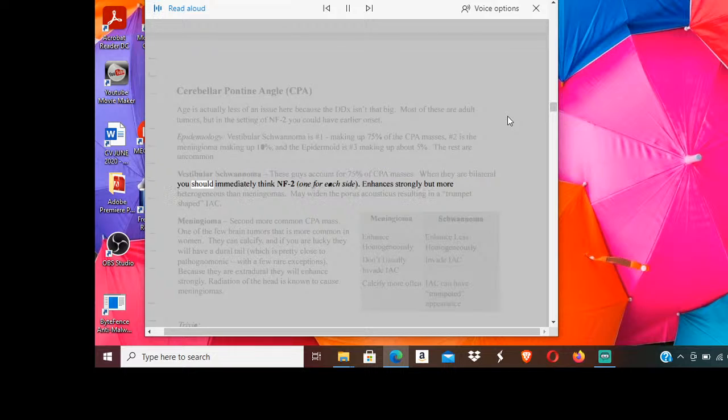When they are bilateral you should immediately think NF2, one for each side. Enhances strongly but more heterogeneously than meningiomas. May widen the porus acusticus, resulting in a trumpet-shaped IAC.